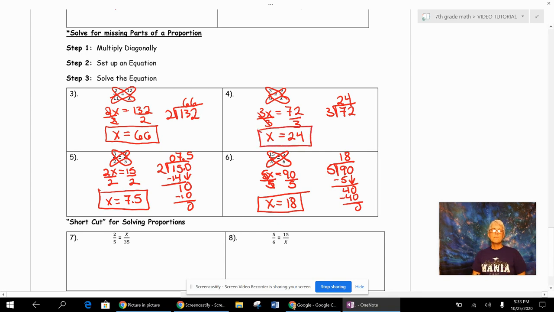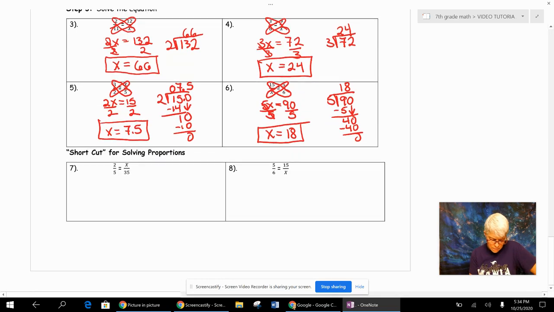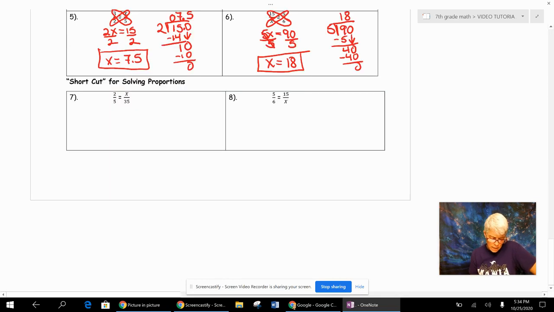All right, now sometimes you can cheat. It's not really cheating. It's just knowing numbers, knowing your times tables enough to where you don't even have to cross multiply and divide. This works out quite often, so let's check it out. I'm going to come on down to these last two, and I'm going to look at these. I have a 2 and an x. I don't know what x is. But if I look at the 5 and the 35, when I see 5 and 35, I think times 7, because 5 times 7 is 35.